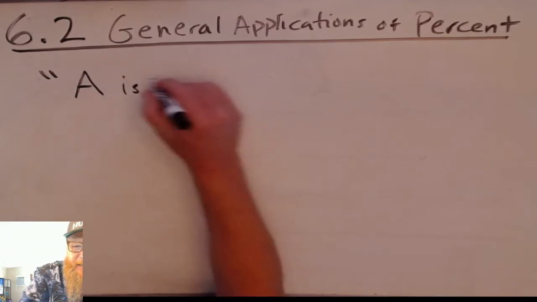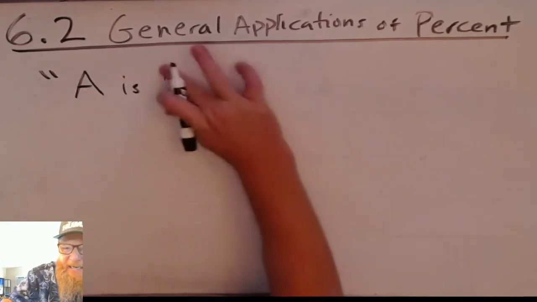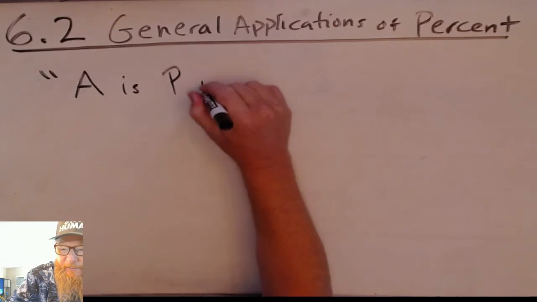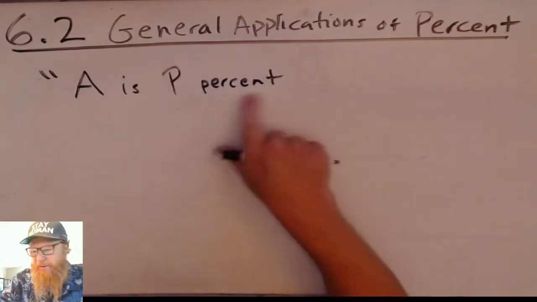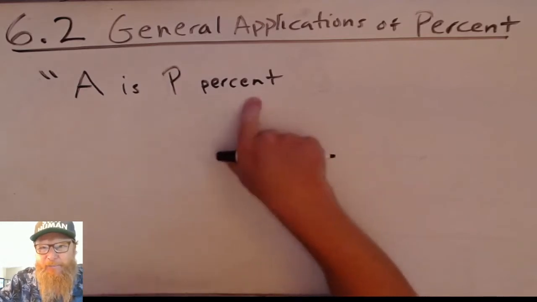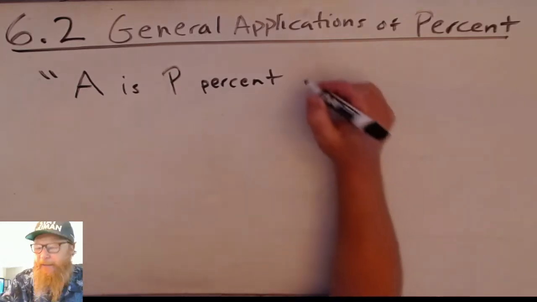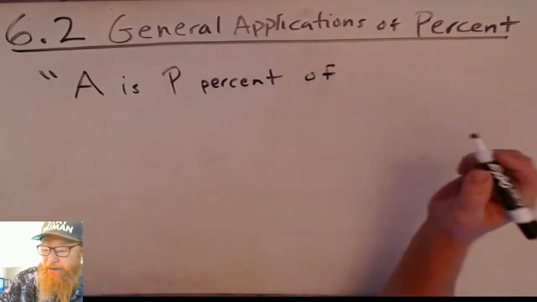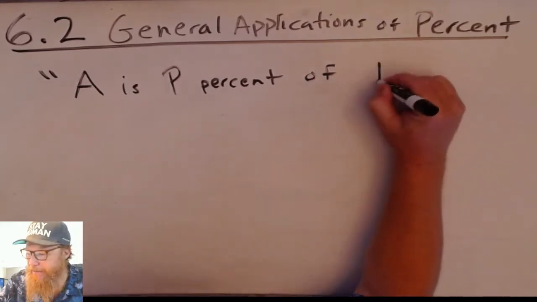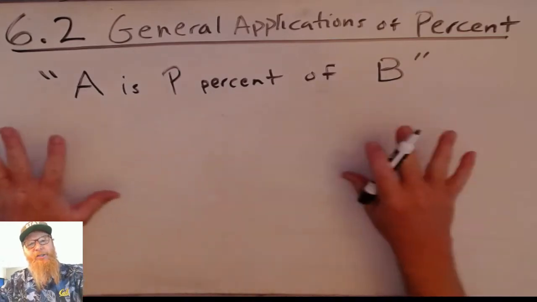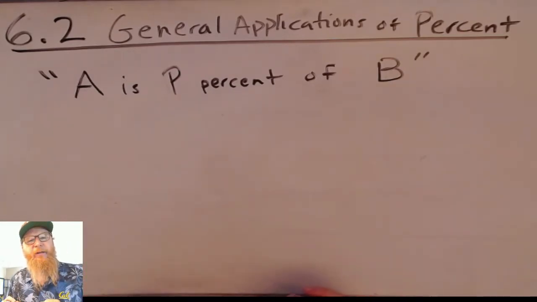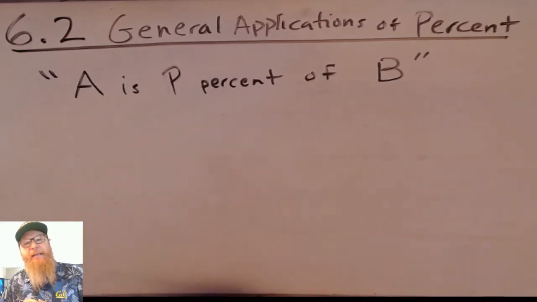A is P percent. For now, I'm going to write the word percent. I'll probably get lazy at some point and just start using the symbol. But to get this started, I'll write it out. A is P percent of B. So this is the general format of general application of percent. And we're going to translate this into an equation.